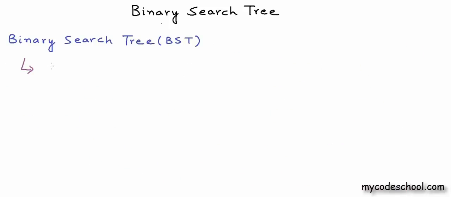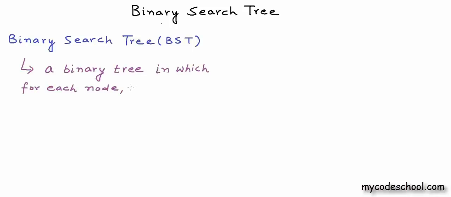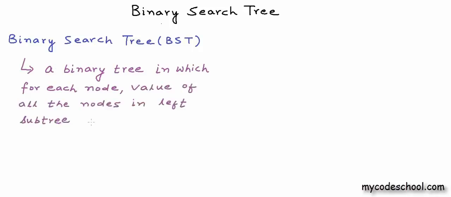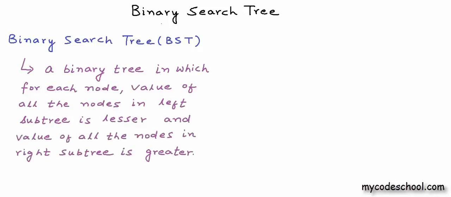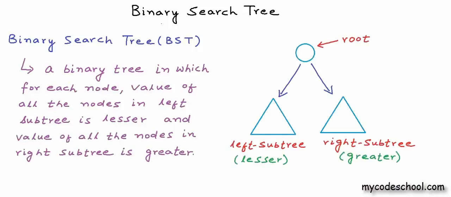Binary search tree is a binary tree in which for each node, value of all the nodes in left subtree is lesser and value of all the nodes in right subtree is greater. I have drawn binary tree as a recursive structure here. As we know, in a binary tree, each node can have at most 2 children.